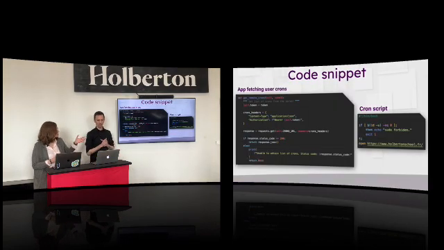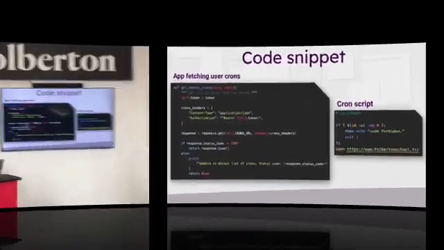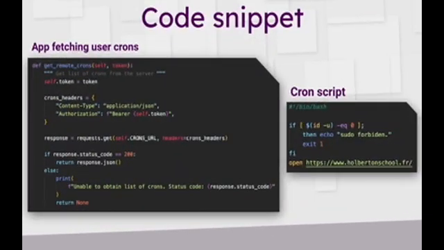So here are two code snippets from the application. The one on the left is going to send an API request to fetch the list of crons that the user has created on the website. So he creates crons on his dashboard. The application is going to fetch with this code the crons that the user has created, and another code will implement it on the local machine of the user.